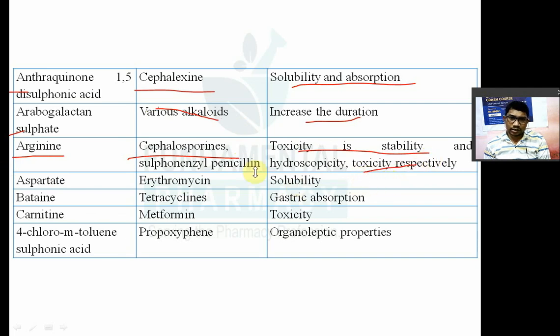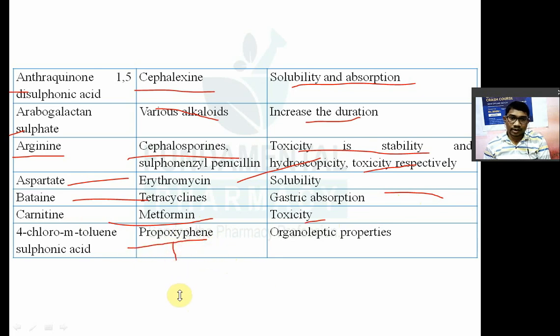Then erythromycin forms a salt with aspartic acid, so erythromycin aspartate, to enhance the solubility. Tetracycline forms a salt with betaine to increase the gastric absorption, right? To decrease the toxicity, metformin forms a salt with carnitine. Like propoxyphene, it is an opioid drug.